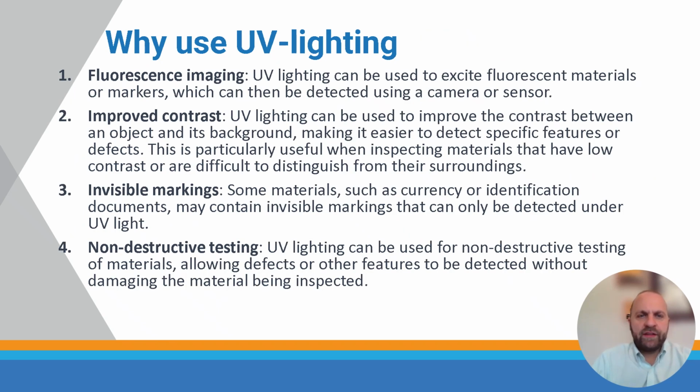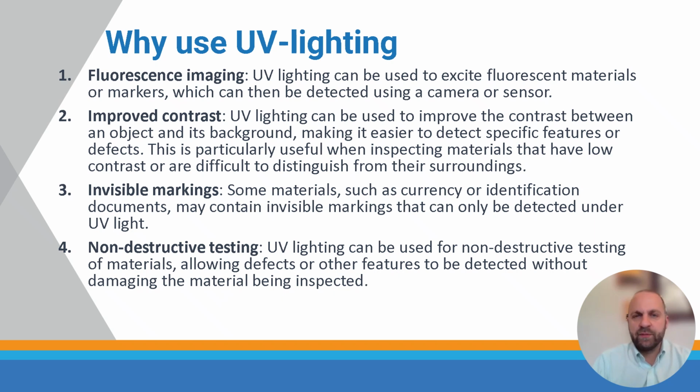Okay, why use UV lighting? So here are some things that you can do with it. Fluorescence imaging. So you can use UV lighting to excite fluorescent materials where they'll reflect at a different wavelength. So a lot of times you could shine UV lighting onto an object and it will reflect back as blue light. You can put a bandpass filter on your camera and then you can detect the fluorescence from that image.